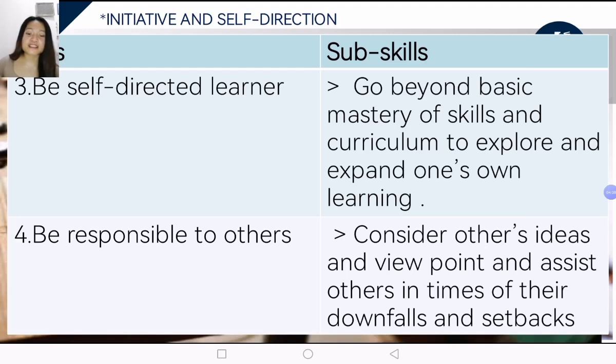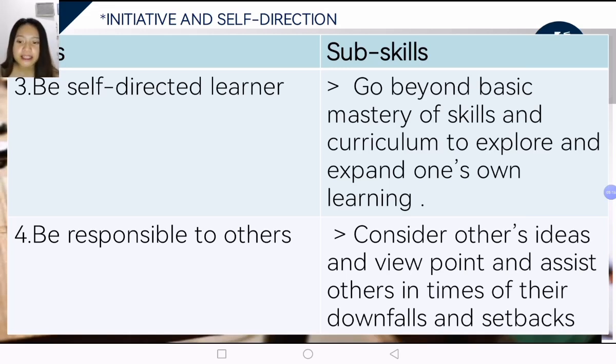So the next sub skill is to go beyond basic mastery of skill and curriculum to explore and expand one's own learning. Because actually, when we get to realize it, we learn more when we go through hands-on learning and independent learning. So when we get to direct ourselves, there are a lot of curiosities that we want to discover on our own. So the exploration will arise, and that exploration will lead us to many details, both intentional and unintentional.